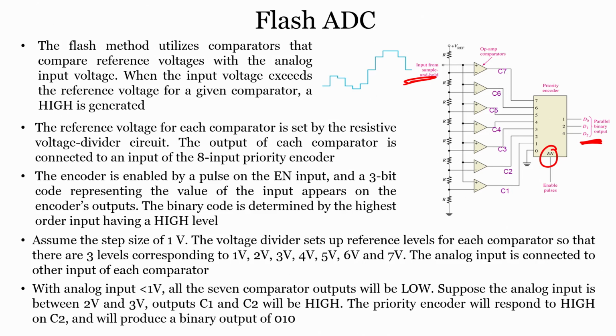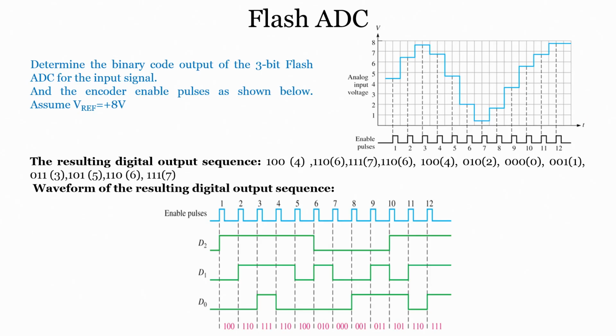Suppose the analog input is between 2 and 3, then comparators C1 and C2, right, will be high, and the priority encoder will respond to the high of C2 and produce a binary of 0, 1, 0. So, this is how the comparator works. This is how in general your flash ADC will operate. Now, if you want to determine the binary code output of a 3 bit flash ADC, where the encoder enable pulses are as shown below, then assume the reference voltage equals 8 volts. If you have this particular signal, you can see here there is an analog signal and there are enable pulses.